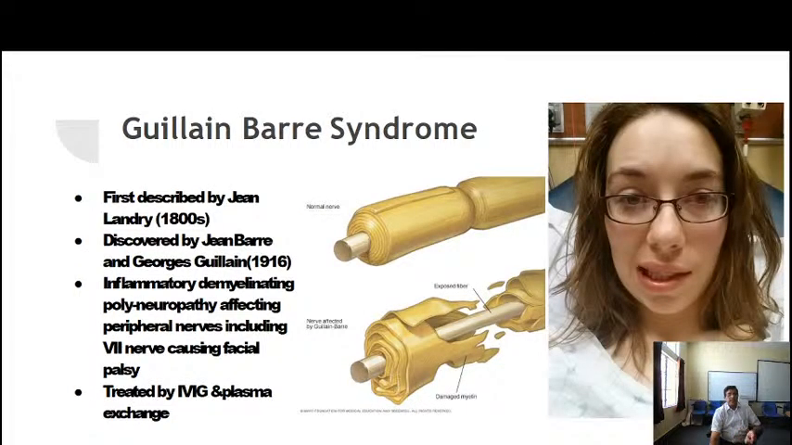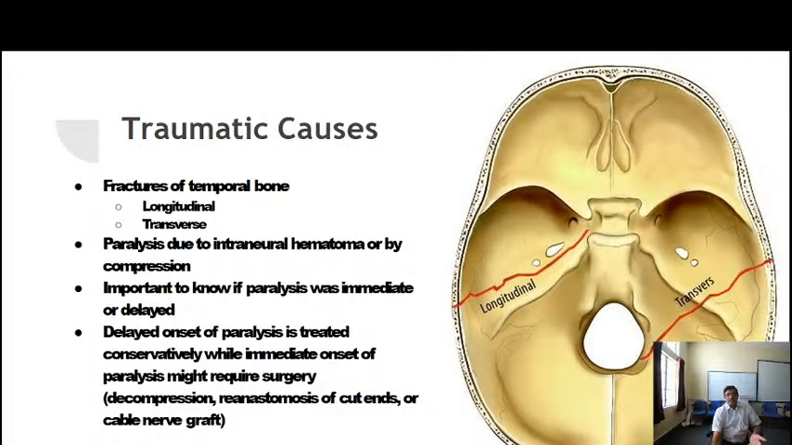Then we have another condition, Guillain-Barré syndrome, as we know, an inflammatory demyelinating polyneuropathy which is affecting the myelin sheath, and so the facial nerve can also get involved in this. Then we mentioned the traumatic causes, where there is a fracture of the temporal bone, and there are two kinds of fractures that are described. One is the longitudinal, and the other is the transverse.